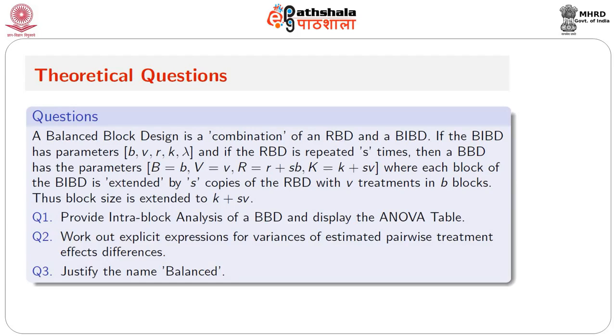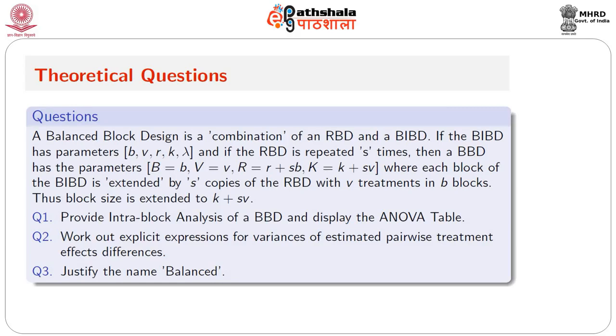Okay, sir. Please. Sir, a balanced block design is a combination of an RBD and a BIBD. If the BIBD has parameters b, v, r, k, lambda, and if the RBD is repeated s times, then the BBD has the parameters capital B equal to b, capital V equal to small v, capital R equal to small r plus sv, and capital K equal to small k plus sv, where each block of the BIBD is extended by s copies of the RBD with v treatments in b blocks. Thus, block size is extended to k plus sv.